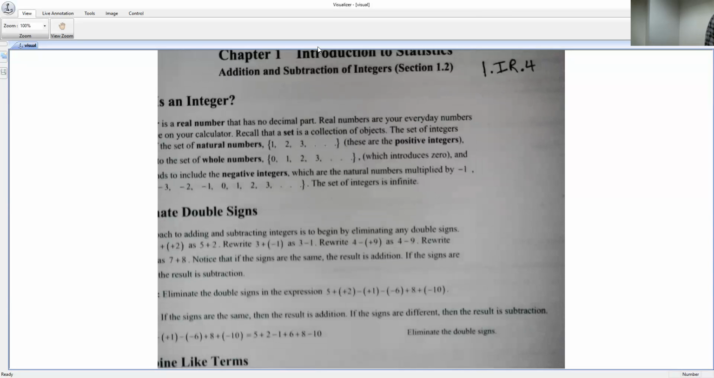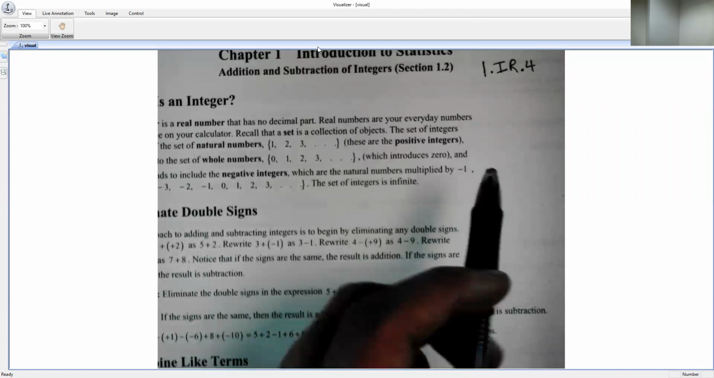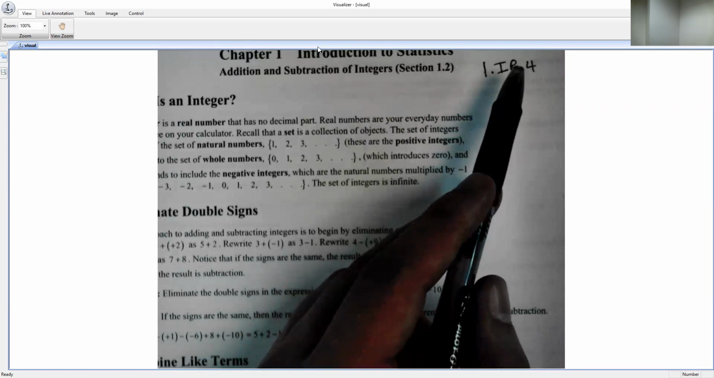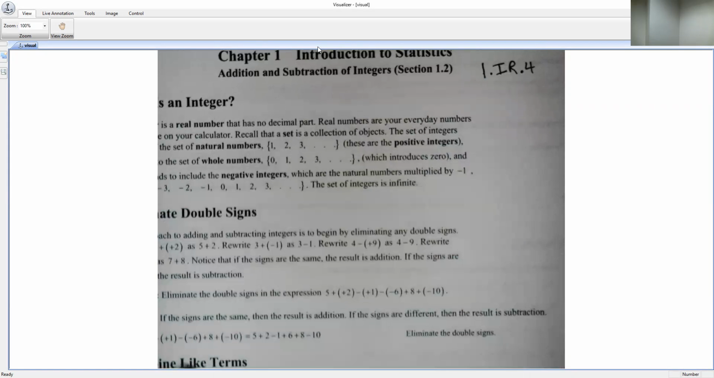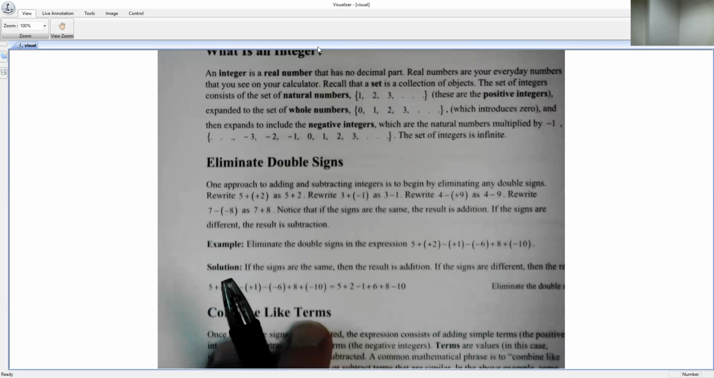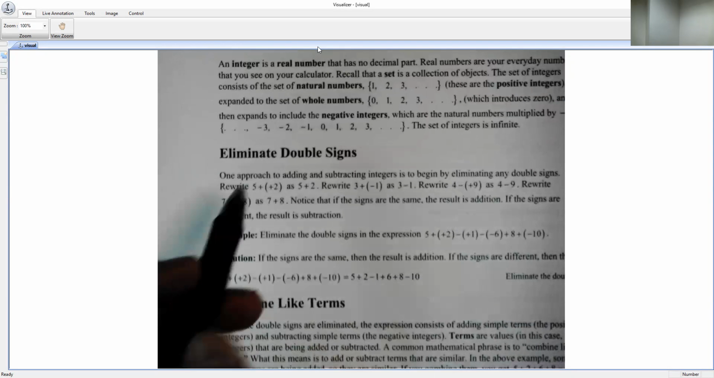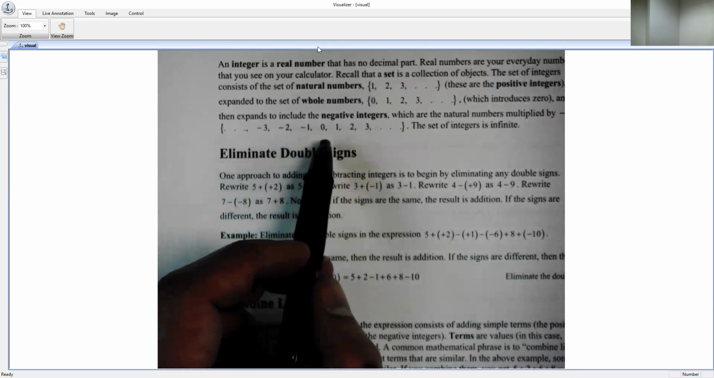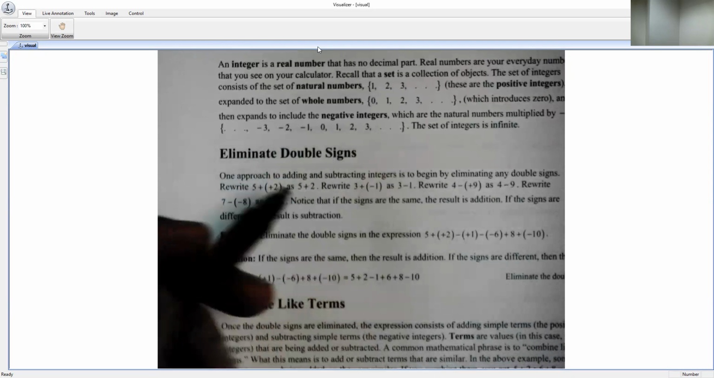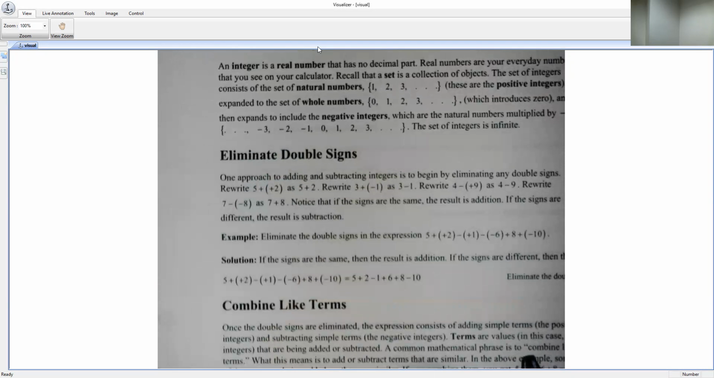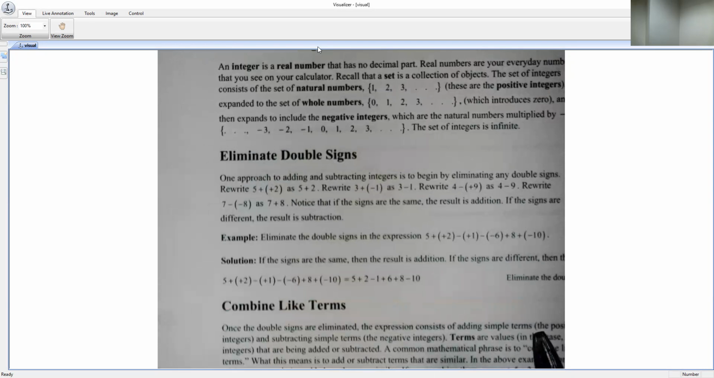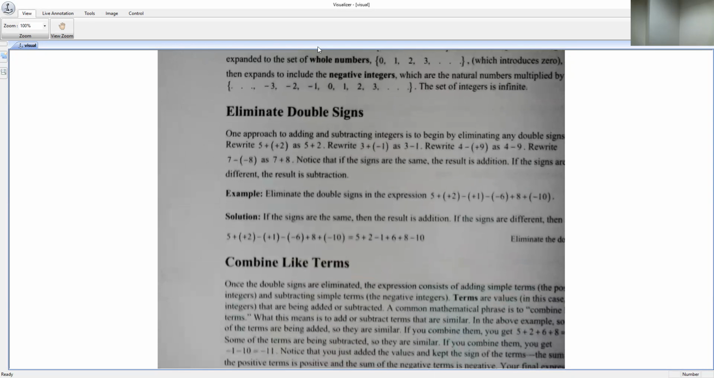Okay, welcome back, class. This time we'll be looking at addition and subtraction of integers, or the 1.I/0.4 lesson in my math lab. So by integers, we just mean positive and negative whole numbers. Numbers like -3, -2, -1, 0, 1, 2, 3.